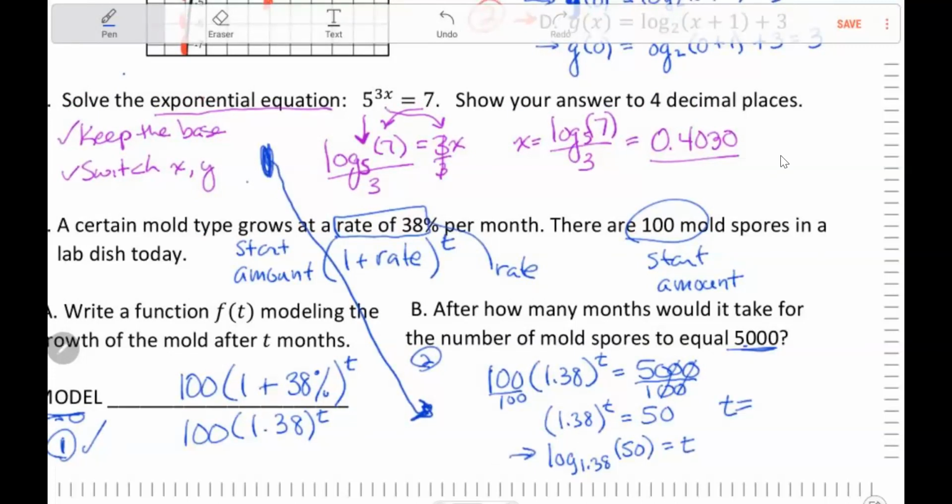Then all we have to do is put this amount in our calculator. So I'm going to put that in my calculator: log base 1.38 of 50. And I get an answer of 12.14. And so that's months. My answer is that it would take about 12 months. And so there you go.